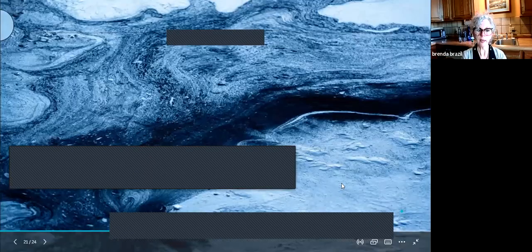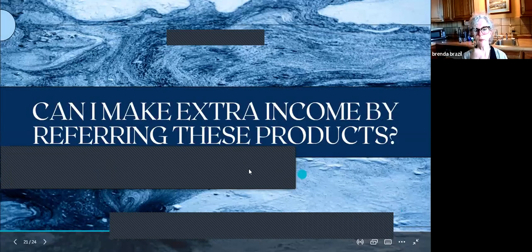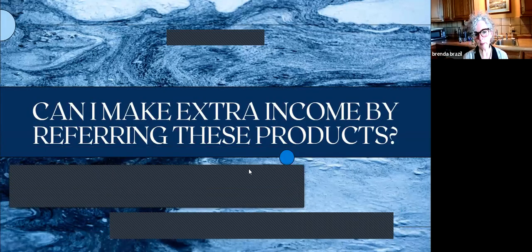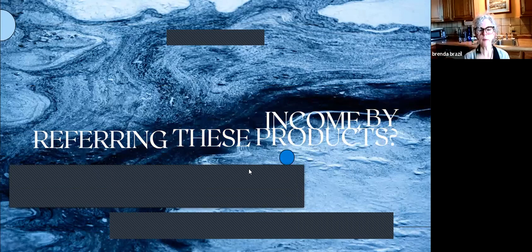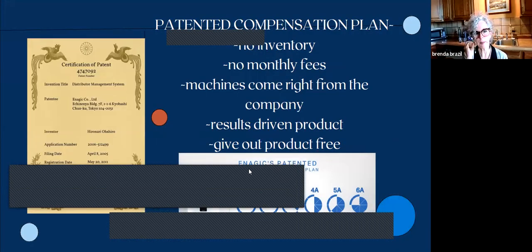Okay, so as somebody who's going to refer, can I make extra income by referring these products? Yes, you can. So Enagic has a patented compensation plan. There's no inventory, no monthly fees. The machines come right from the company. It's a results-driven product. And I've given out thousands of gallons of water. I never knew anything about MLMs or direct sales or anything like that. I mean, this might look like an MLM. This is way better.